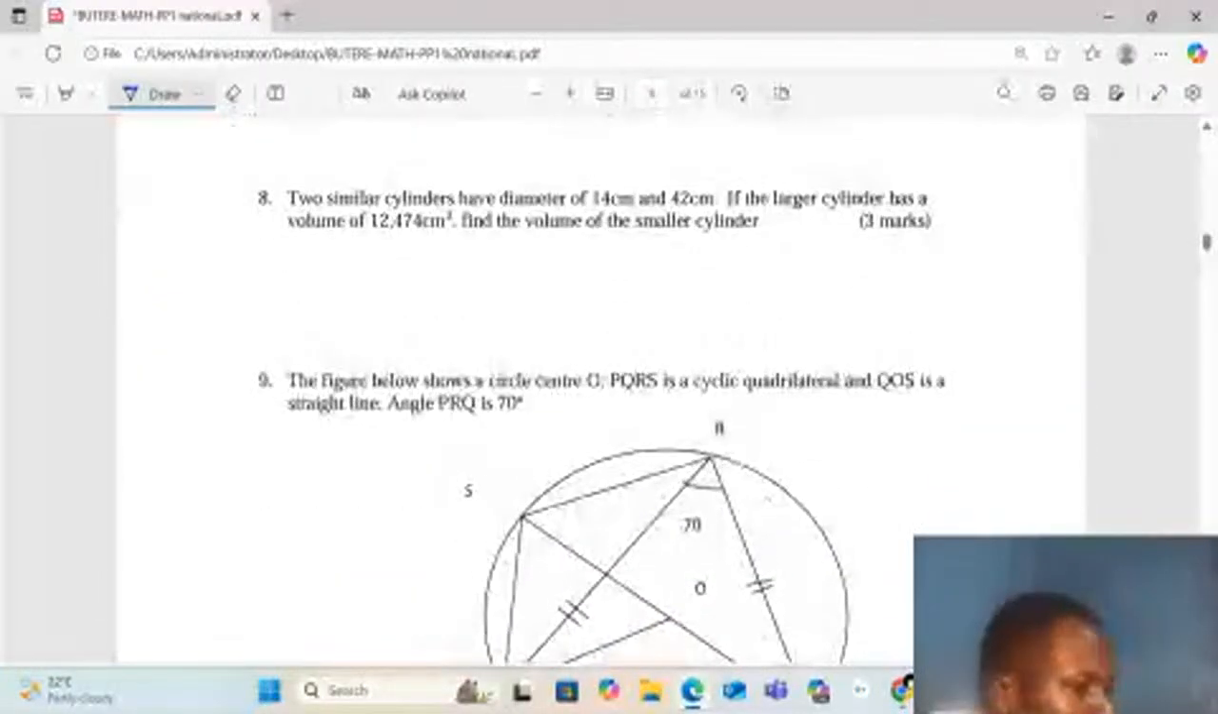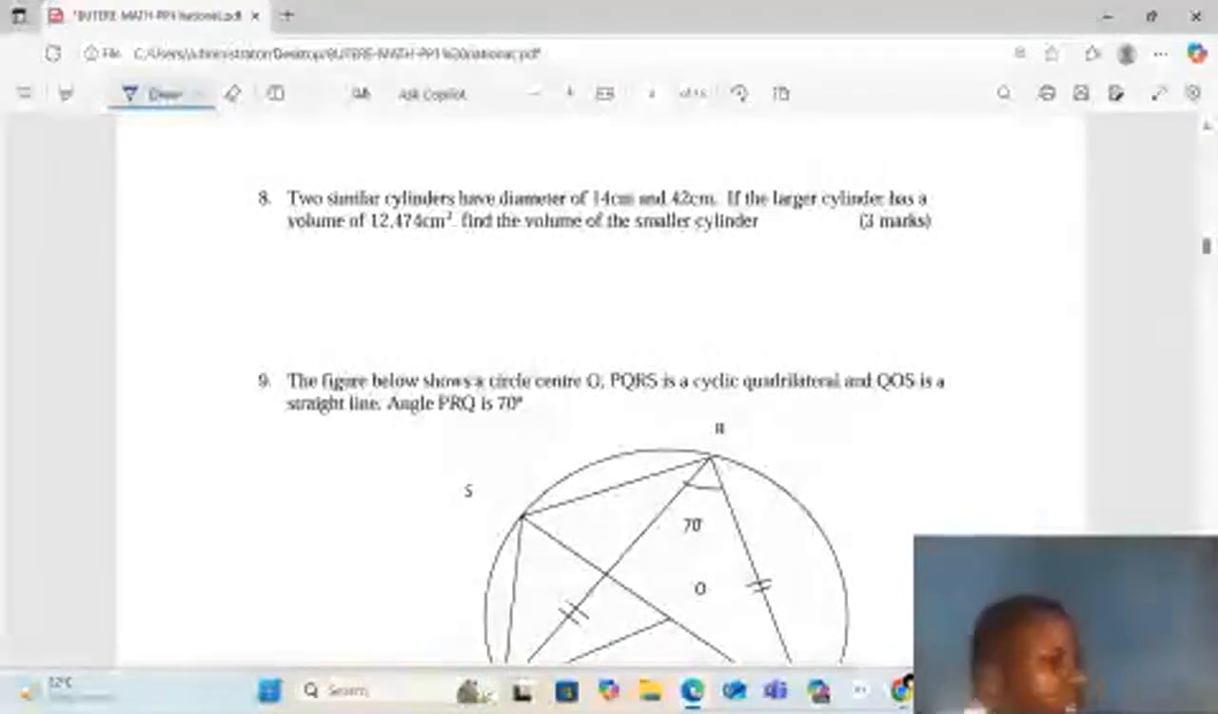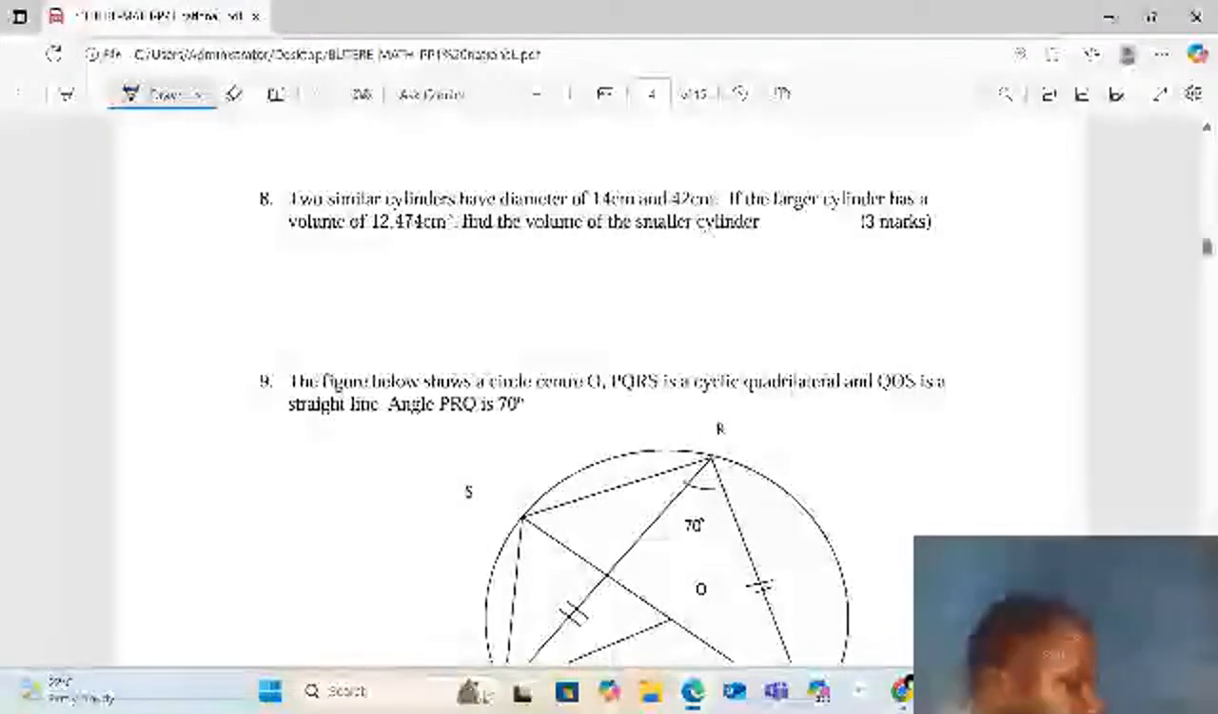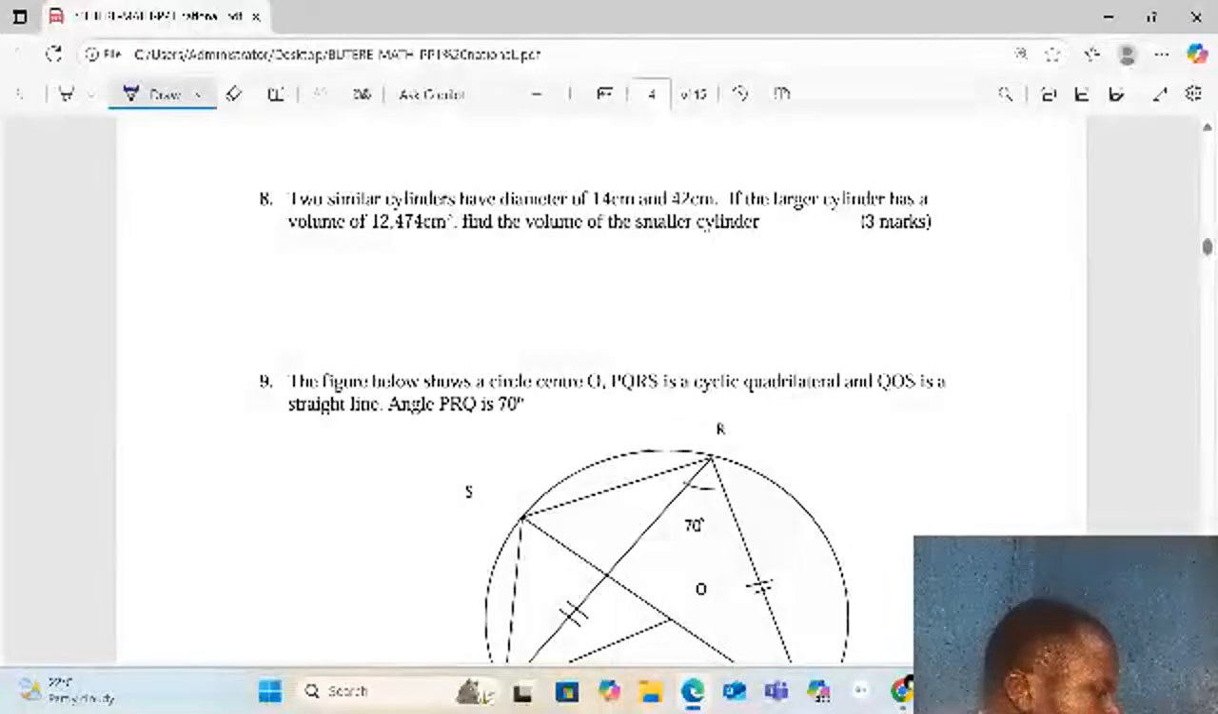Then we have two similar cylinders that have diameters of 14 centimeters and 42 centimeters. If the large one has a volume of 12,474, find the volume of the smaller cylinder.